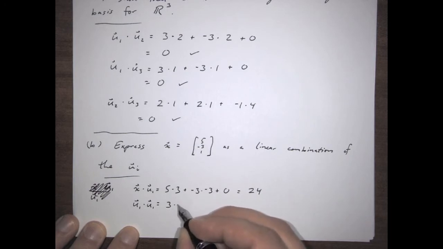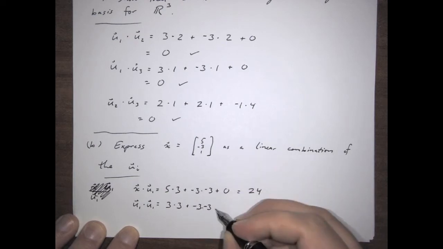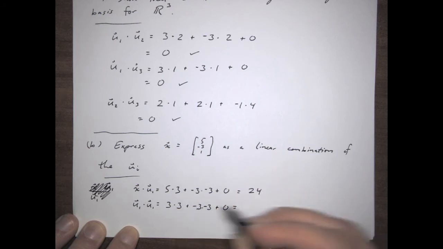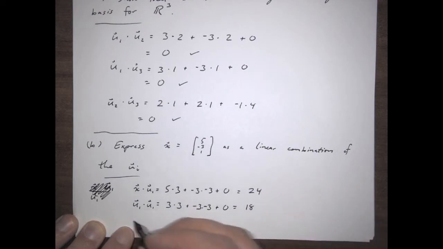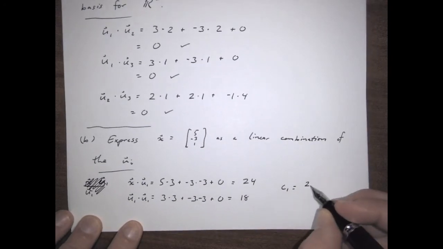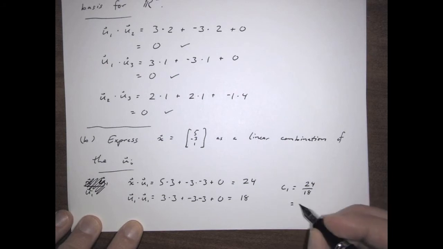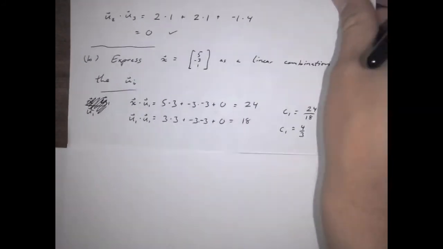That's going to be 3 times 3 plus negative 3 times negative 3, in other words, negative 3 squared, plus 0, so that's 9 plus 9, which is 18. And so that means that C1 is going to equal 24 over 18, or if we reduce that a little bit, dividing by 6, that would be 4/3. Okay. So that's the first weight.